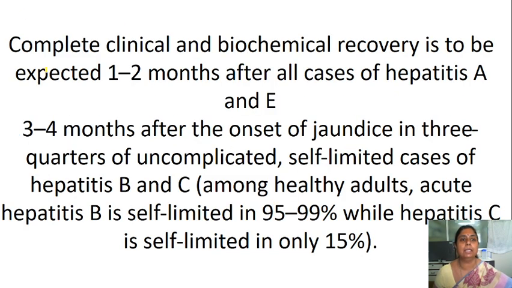So, a complete clinical and biochemical recovery occurs 1 to 2 months after hepatitis A and E. What are hepatitis A and E? These are the fecal-oral route transmitted viral hepatitis. In the others, it takes almost 3 to 4 months after the onset of the jaundice. That is hepatitis B and C, right?